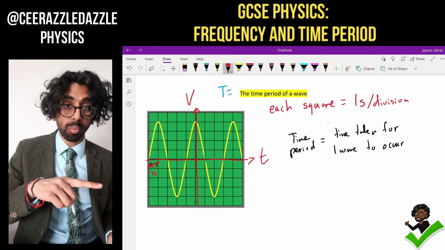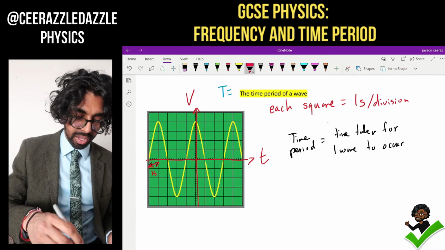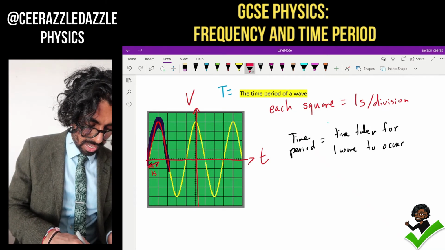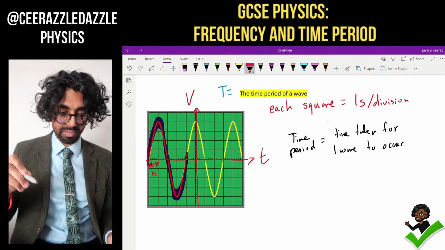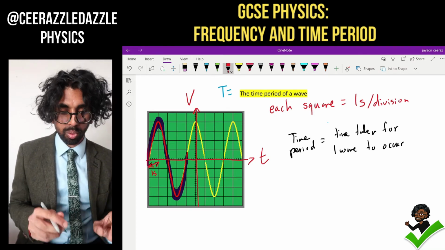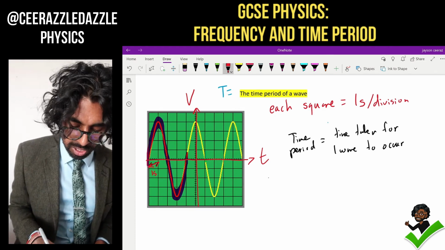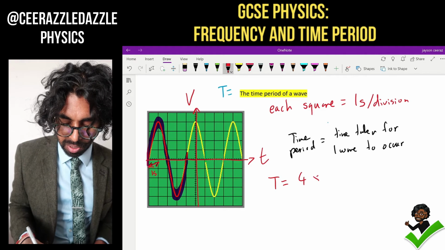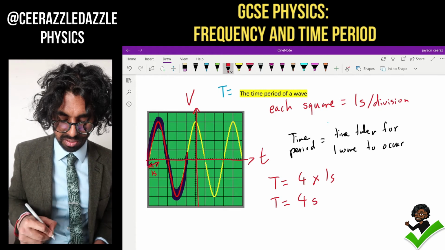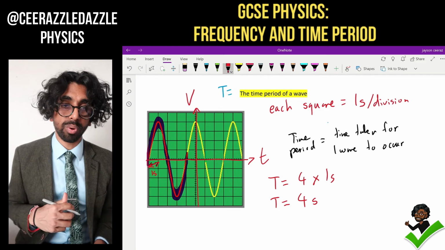If you want the time taken for one wave to occur, you've got to count the number of squares. So let's identify one wave. One wave goes all the way up, back down, and there. That is one wave. How many squares is that? That is in total 4 seconds. Why? There are 4 boxes across, and each box is 1 second. So the time period is equal to 4 times 1 second. The time period for this wave is 4 seconds. Easy stuff. So the time period is the time taken for one wave to occur.